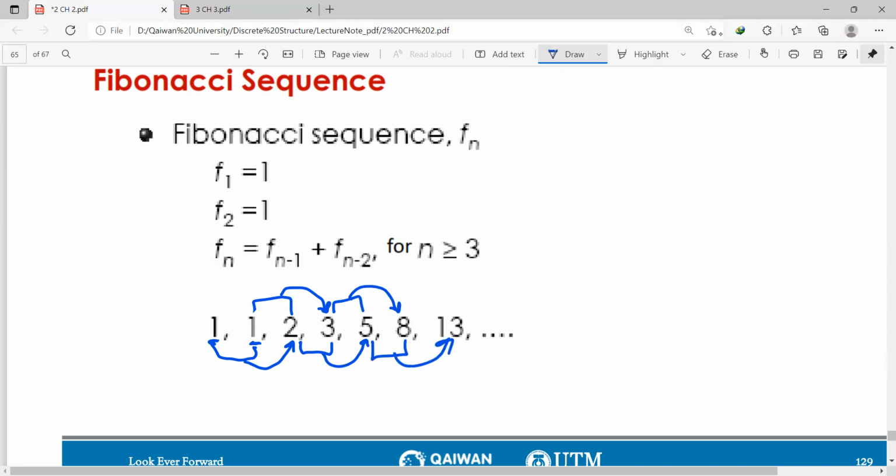That means Fn equals Fn minus 1 plus Fn minus 2. That means each term is the sum of the previous two terms. Okay, but here the first and the second term are both 1.